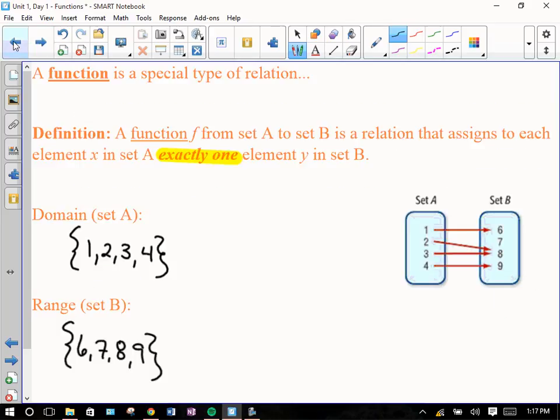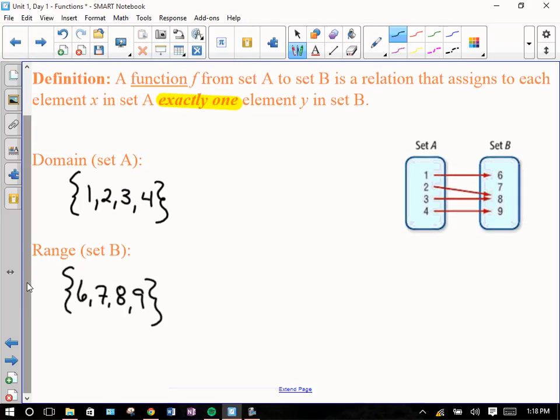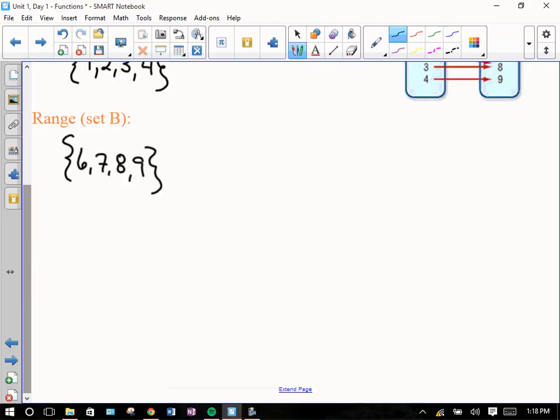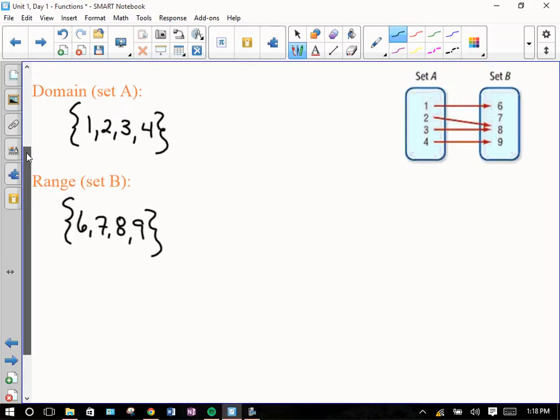So, I want to show you guys a picture that looks almost identical, but it's not a function. And I want you guys to try to tell me why. Keeping in mind that in order for a relation to be a function, every element X in set A maps to exactly 1 element Y in set B. So I'm going to draw an almost identical picture. I want you guys to tell me why this is not a function.